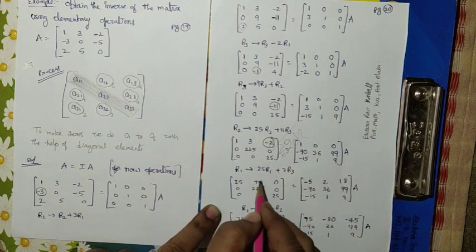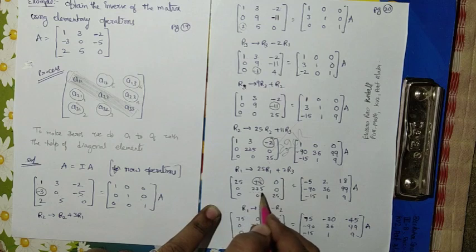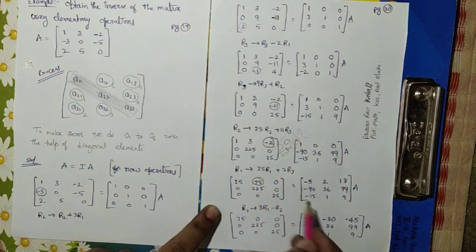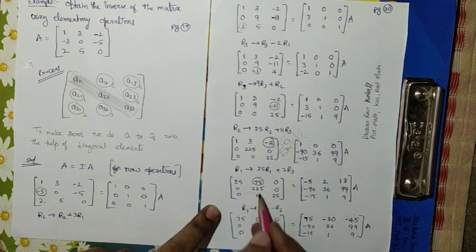Then the next operation will be 75 with the help of 225. 3 into 75 is 225. So row 1 is 3r1 minus row 2. That's why you don't need to do 225 row 1 minus like that. Because 3 75s are 225. So 3r1 minus r2. 3 25s are 75. 225 minus 225 is 0, 0 minus 0 is 0.